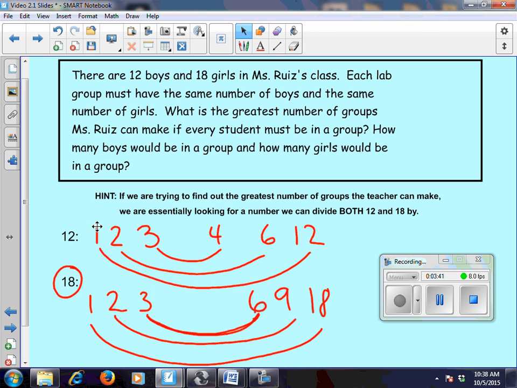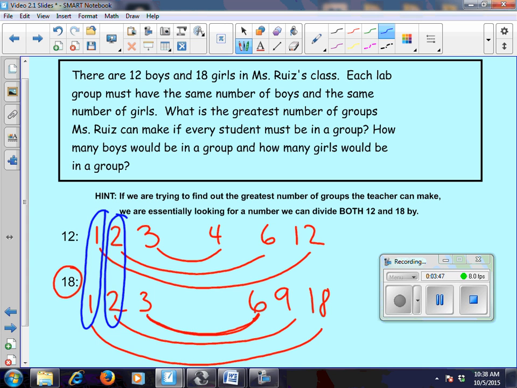Now 18 and 12 have 1 in common, 2 in common, 3 in common. They do not have 4 in common. They have 6 in common. And then they don't have anything else in common. So their common factors are 1, 2, 3, and 6.